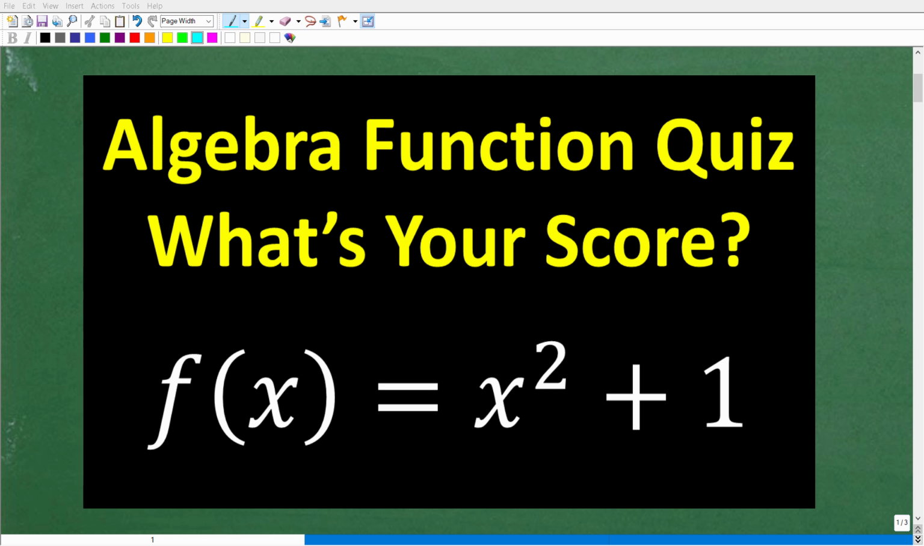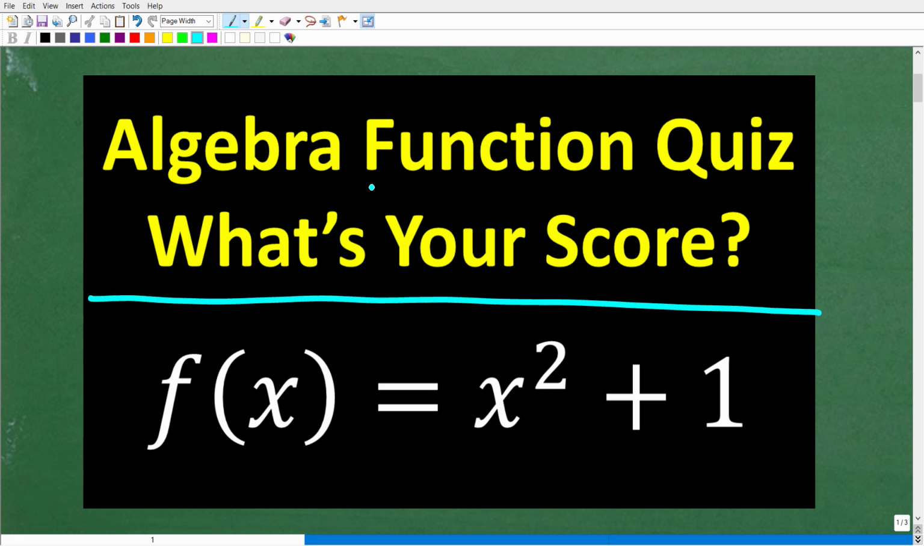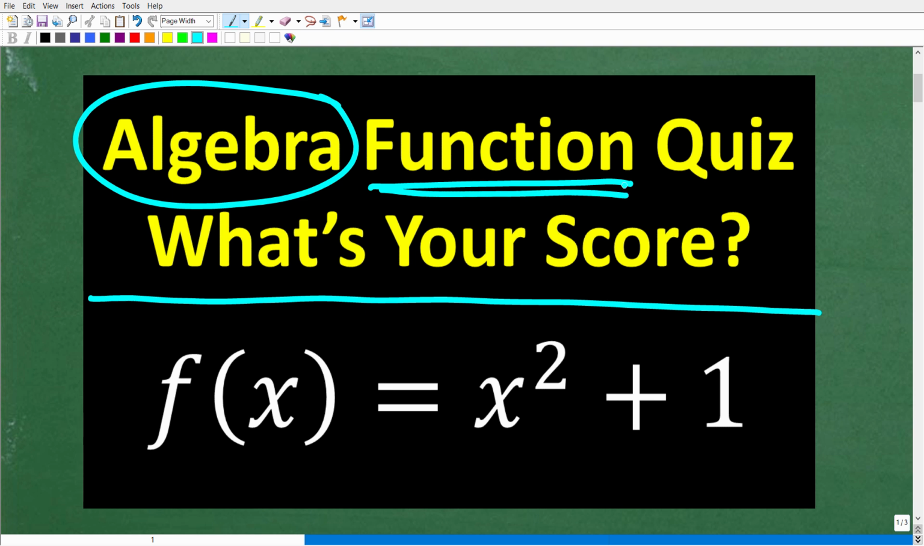Let's see how much you know about one of the most important topics in algebra, and that is functions. So, what I have for you here is a 6 question pop quiz on functions, and these questions are pretty basic. So, if you really understand algebra, you should be able to get all these questions correct.